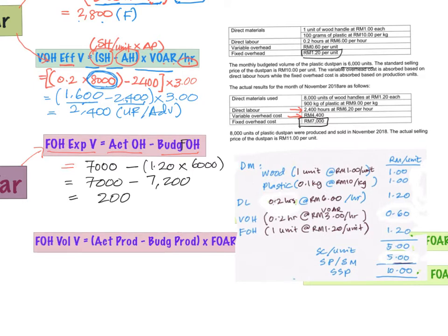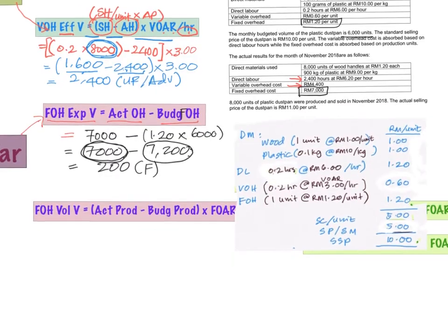So is it favorable or is it adverse? For you to calculate, you have to look at this is the amount of actual overhead that you have spent, and this is the budgeted figure. Okay, you budgeted for 7,200, but you actually spent 7,000 only. So you are actually spending less than what you have budgeted. So the 200 here is what we call a favorable variance.